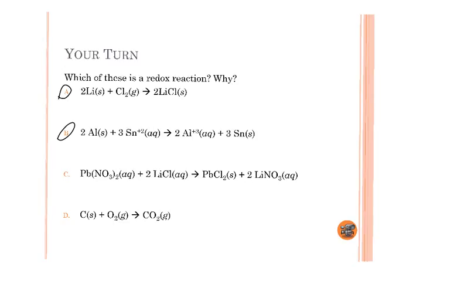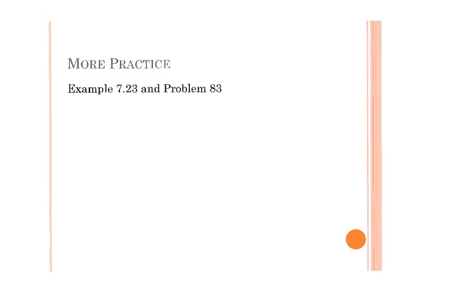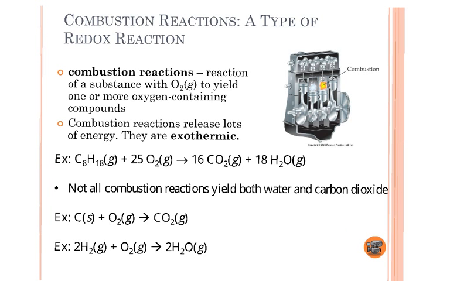It's a reaction with oxygen gas to yield one or more oxygen-containing compounds. Combustion reactions are very exothermic, so they release a lot of energy. And this is precisely what happens when you have octane here. C8H18 is known as octane. When it combusts with oxygen gas inside your gas tank, this is what happens.